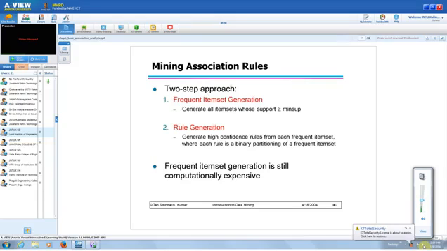So a two-step approach: frequent item generation, then rule generation. Generate all item sets whose support is greater than minimum support. Then generate high confidence rules from each frequent item set, where each rule is a binary partitioning of a frequent item set. Okay. So frequent item set generation is still computationally very expensive, because even through Apriori, even if you eliminate, maybe out of 100 you may do 30 transactions, but still 30 times you have to compare the database, which is still very expensive. So your FP tree algorithm is one good solution for that. That uses only 2 scans of your data.